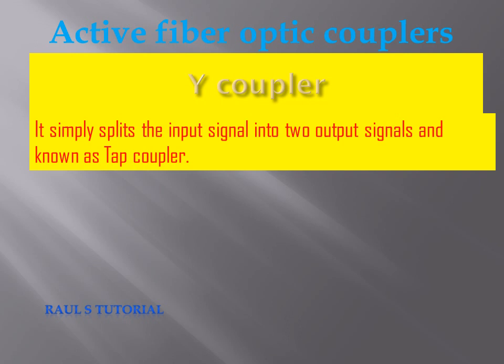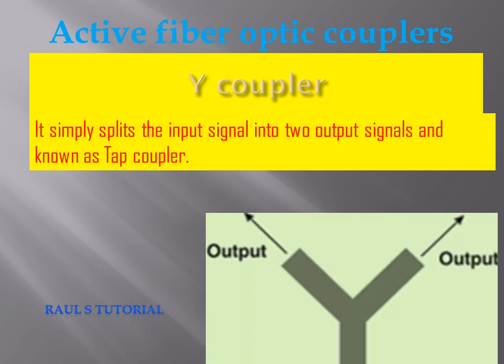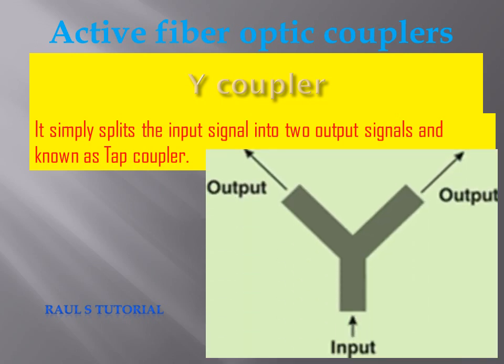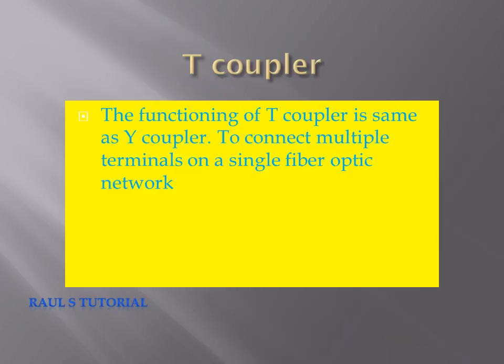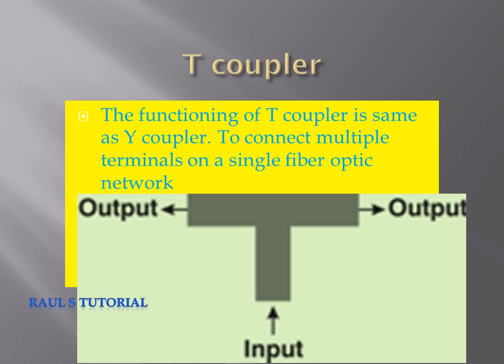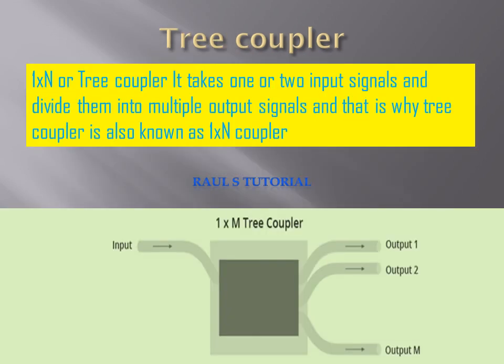Active fiber optic couplers. First is Y coupler. It simply splits the input signal into two output signals, and is known as a tap coupler. The functioning of a T coupler is the same as a Y coupler, to connect multiple terminals on a single fiber optic network. 1 cross N or tree coupler. It takes one or two input signals and divides them into multiple output signals, and that is why the tree coupler is also known as a 1 cross N coupler.